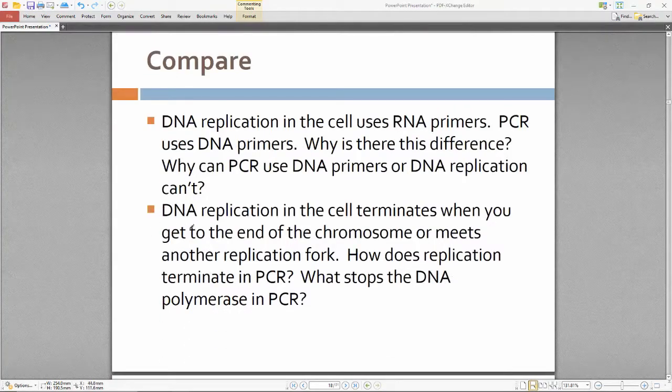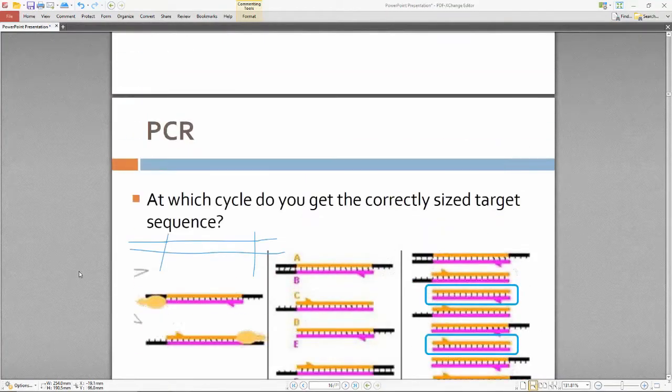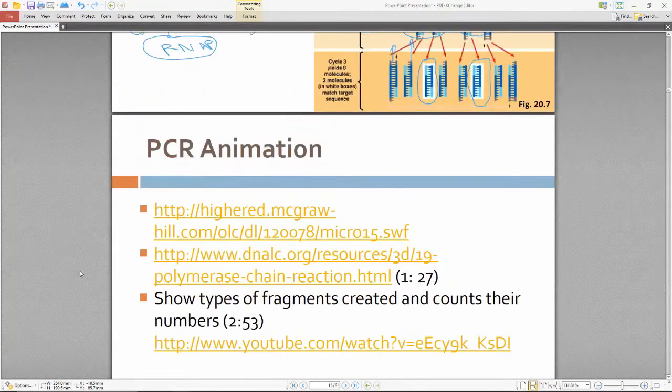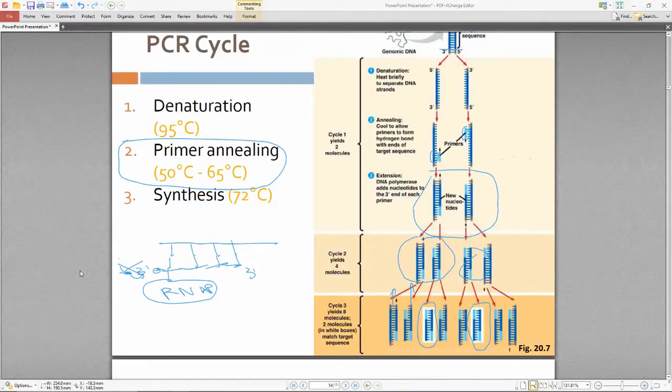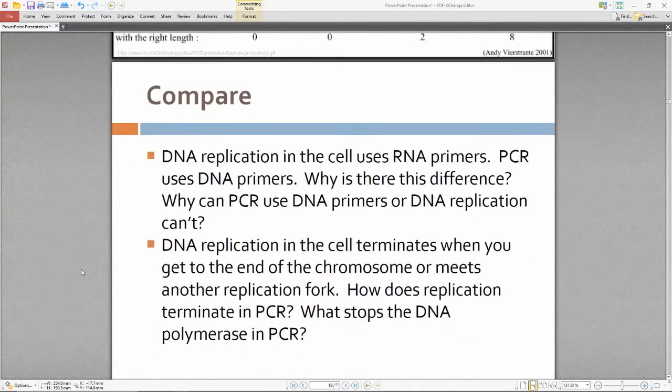Alright, so DNA replication in the cell terminates when you get to the end of a chromosome or meet another replication fork. How does replication terminate in PCR? And what stops the DNA polymerase in PCR? Do you guys have any ideas? How does replication terminate? I think it's just the end of the chromosome. When the DNA is replicated, the end becomes much shorter.